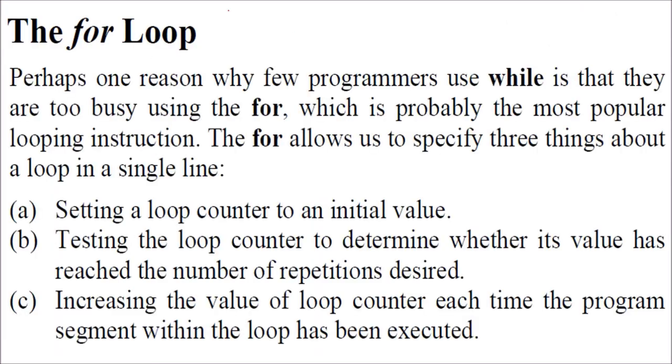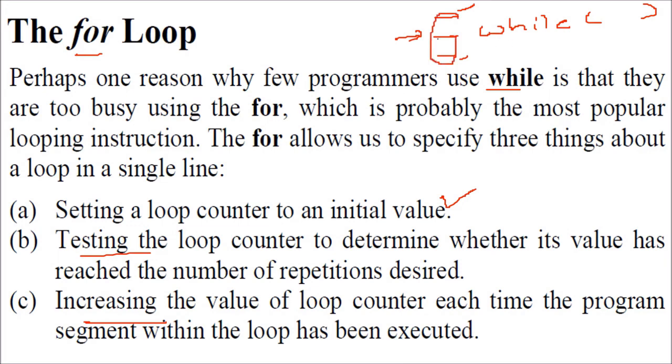The for loop. See, this for loop is very important because the setting up of the loop counter or the initial value, the testing of the loop counter, and the increment and decrement can be done in one line. Unlike while, where we have three separate lines: one for initialization, one for checking the condition, and after that we had increment or decrement. All these three can be combined in one line. This is possible using the for loop.